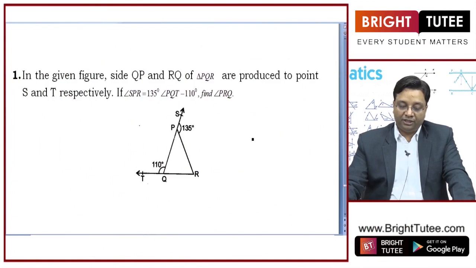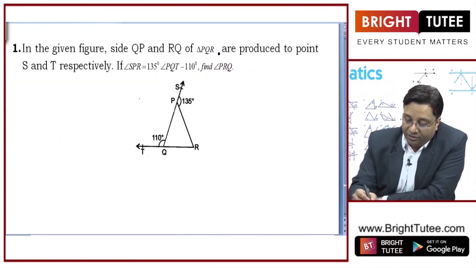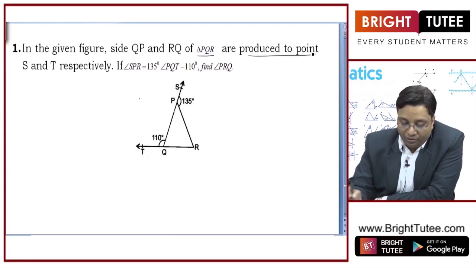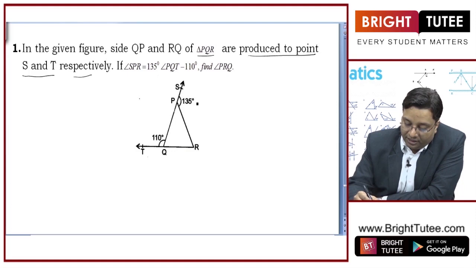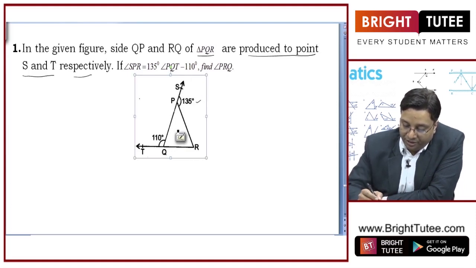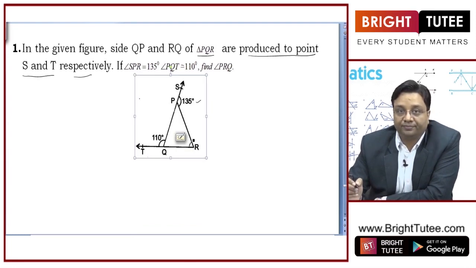Let us move to these questions. In the given figure, side QP and RQ of triangle PQR are produced to point S and T respectively. So this angle SPR is 135, angle PQT is 110 degrees. Find PRQ. So this is the angle that we need to find out.